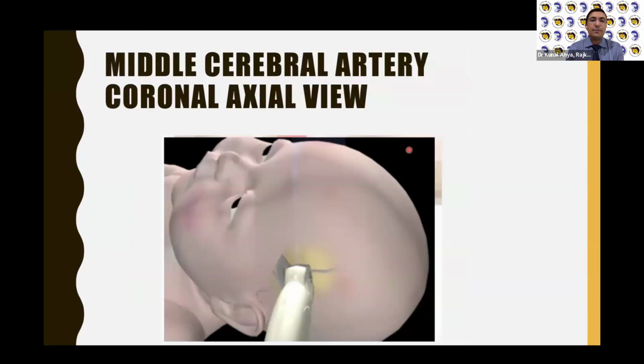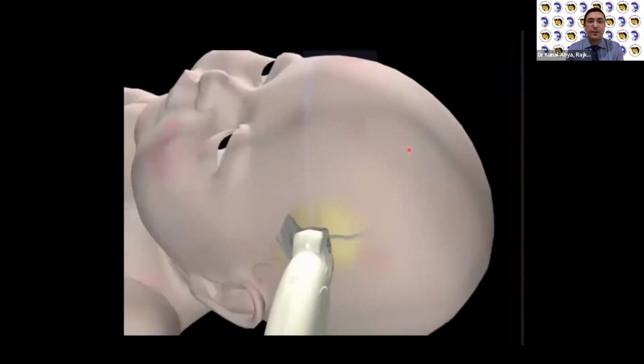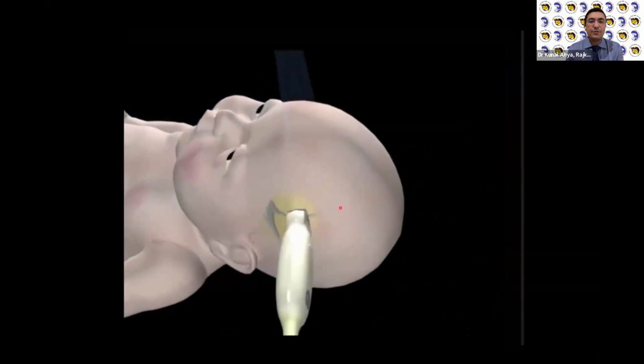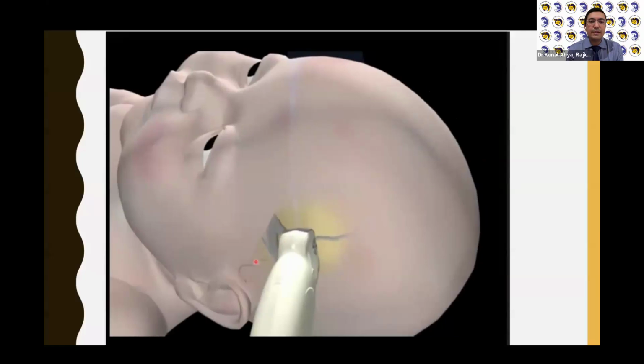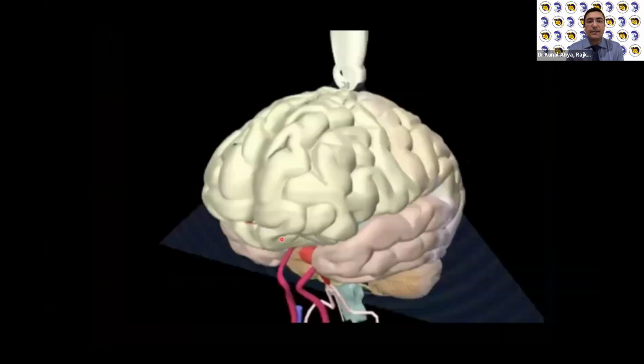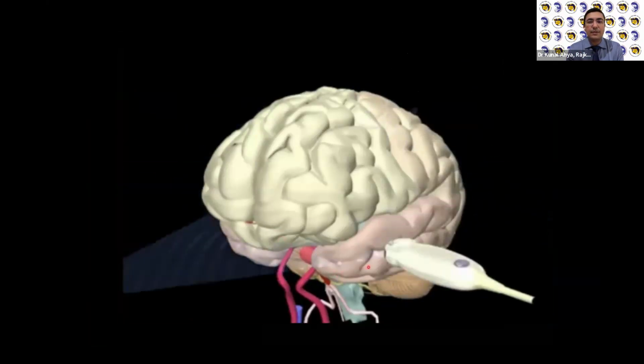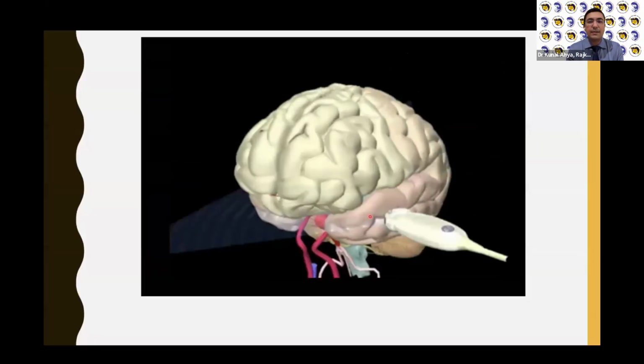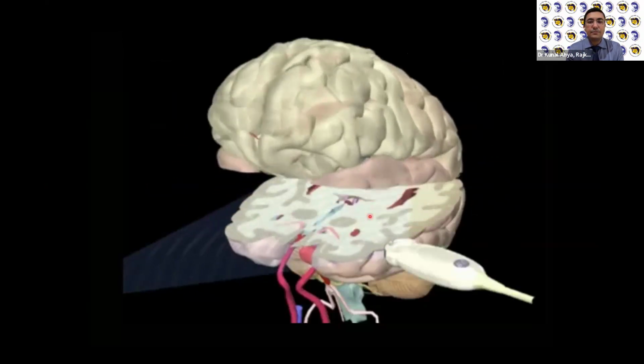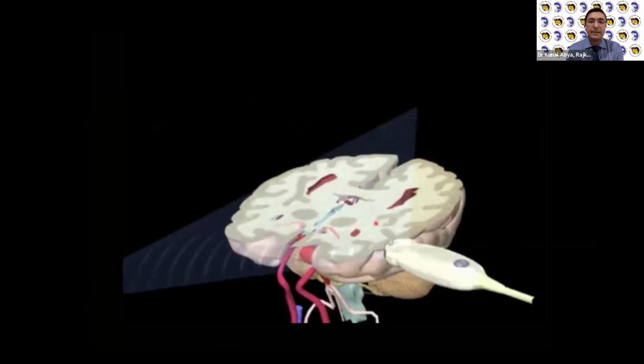And second, what we monitor is the middle cerebral artery. So we move the probe to the sphenoid fontanel. So how do you do it? You take the probe slightly in front and above the ear. Here is the sphenoid fontanel. You need to maneuver it a bit and you keep the marker anteriorly towards the probe. So you keep your marker anteriorly and this cut opens the brain like this.